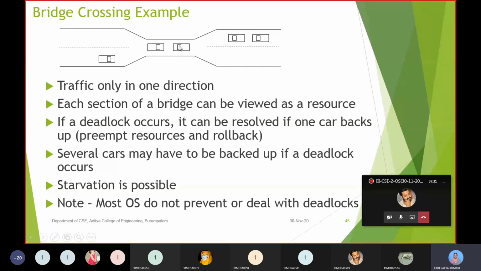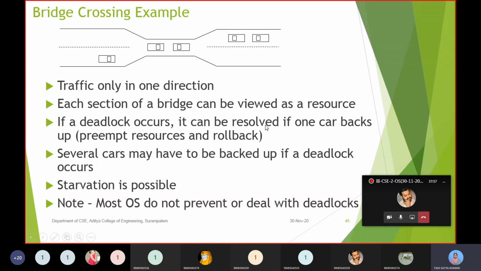So we have to resolve this deadlock situation, otherwise the traffic jam will continue in both directions. The traffic will accumulate, and finally traffic is not allowed in any direction. Okay. So here if a deadlock occurs, we have to resolve it.